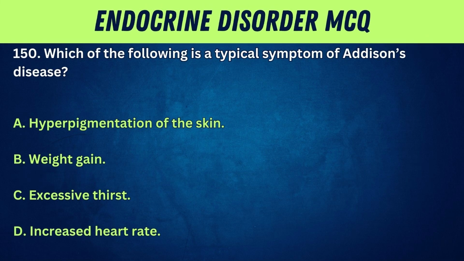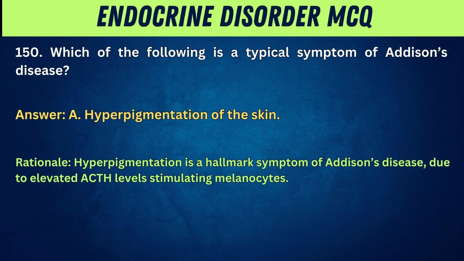150. Which of the following is a typical symptom of Addison's disease? A. Hyperpigmentation of the skin. B. Weight gain. C. Excessive thirst. D. Increased heart rate. Answer: A. Hyperpigmentation of the skin. Rationale: Hyperpigmentation is a hallmark symptom of Addison's disease due to elevated ACTH levels stimulating melanocytes.